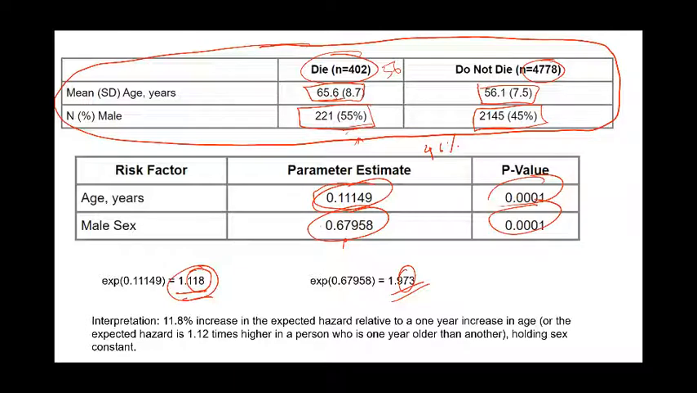Now we take the exponential of this. The exponential uses Euler's number, some 2.3 something. So 2.3 to the power of 0.11149 gives us a value of 1.118. Then similarly, 2.3 to the power of 0.679 gives a value of 1.9.